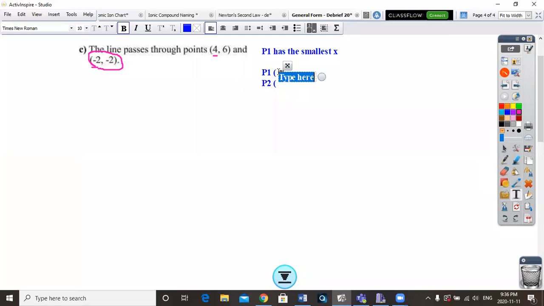So our P1 is (-2, 2), and P2 is (4, 6). So here we really don't have a choice. We don't know m and we don't know b, so we do have to use the slope formula. So m, of course, will equal y2 minus y1 divided by x2 minus x1.